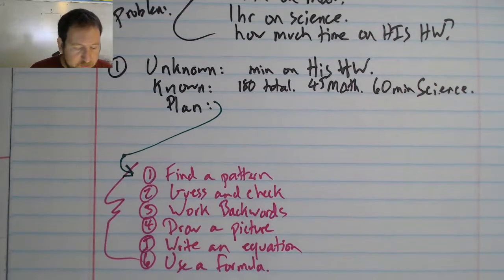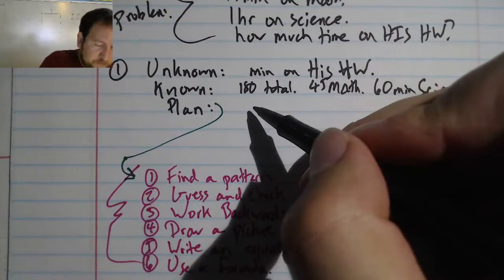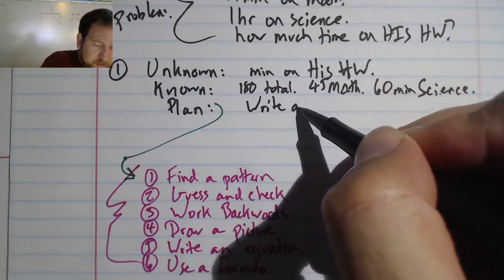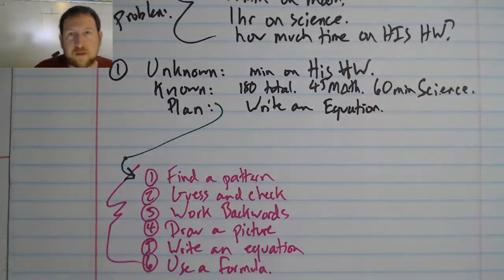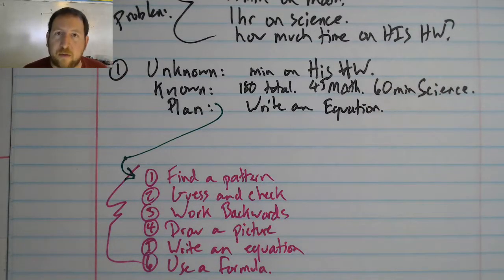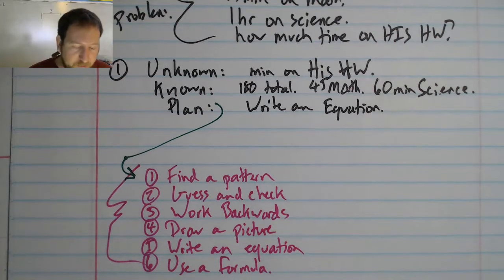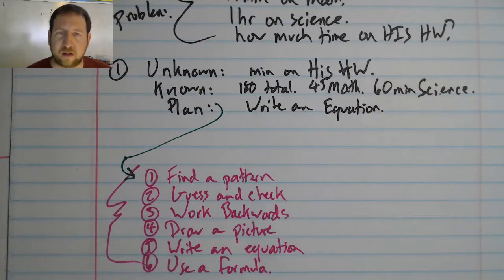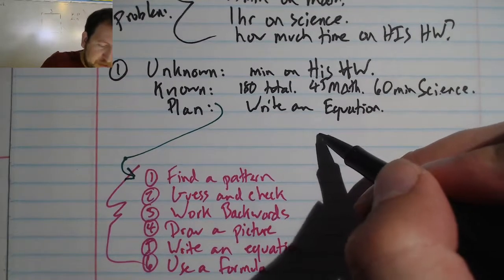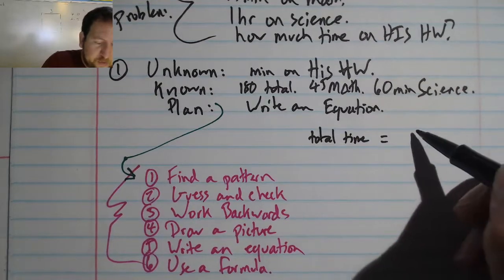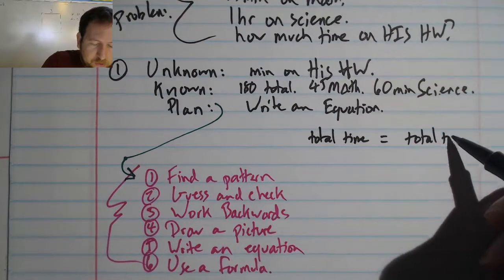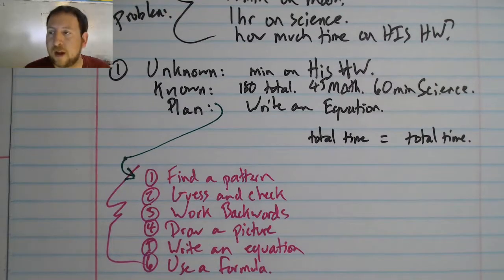Okay, so for this problem right here that I'm going to need to be solving, the one that I'm going to choose is I'm going to choose write an equation. So my plan is to write an equation. So now I don't need to just fill this out when I'm doing this problem. I need to actually do the work and show me how we're doing. So my equation is going to look like this. I'm just going to set my total time equal to total time. And on one side I'm going to add it all up, and on the other side I'm going to use the number that I know.